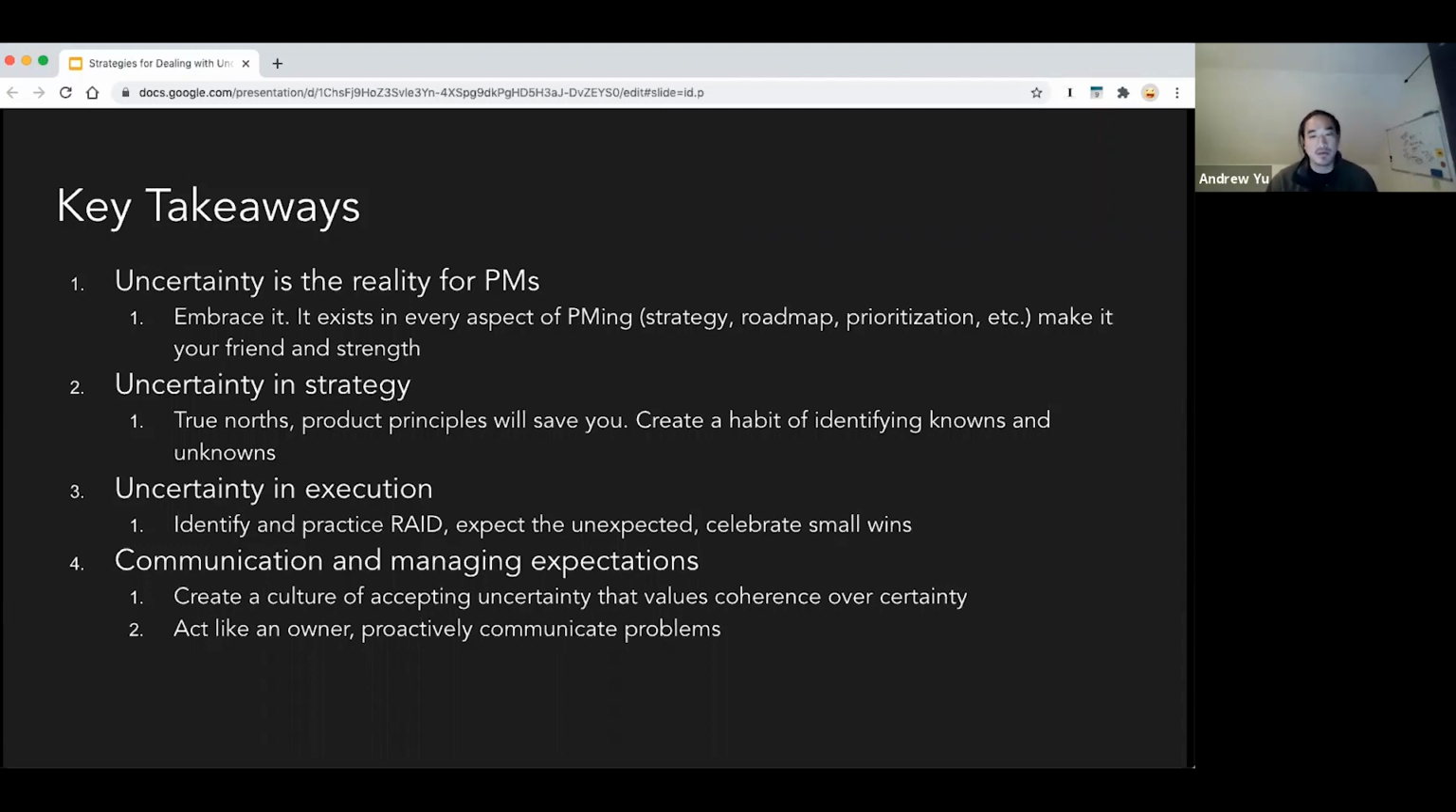And then finally, when you communicate and manage expectations, try as best as you can to create a culture of accepting uncertainty. Sometimes it's difficult when you're an IC, when you're not leading a team, but you can always do that in your own way, whether that be communicating super proactively, or really just articulating the nuances of uncertainty day-to-day with your team. Just being like, hey, we don't know this, but this is how we're going to find out. So yeah, those are the takeaways.